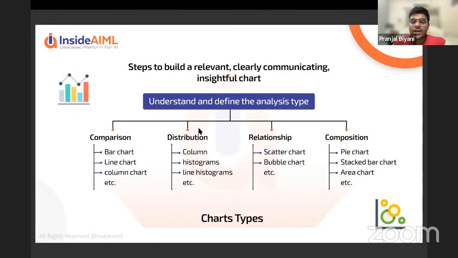The 4 different analysis types are comparison, where I want to compare one data set with another data set. It can be one column with another column, one row with another row, one distribution with another distribution. An example could be sales of the state Maharashtra versus West Bengal. Here, I'm trying to compare the sales that have happened in the state of Maharashtra and in the state of West Bengal. And then I should be using a bar chart.